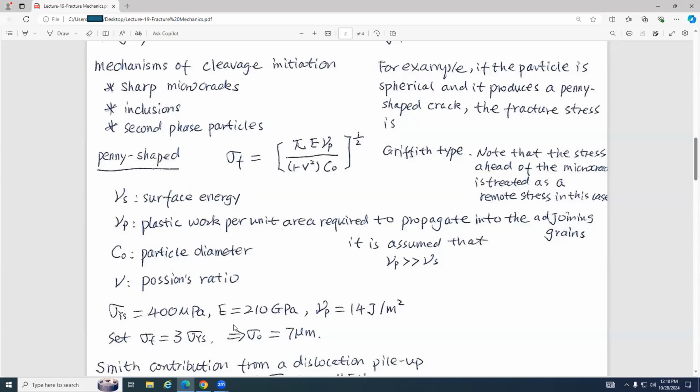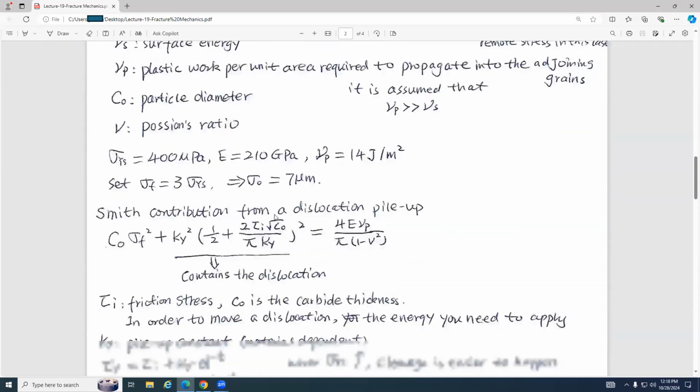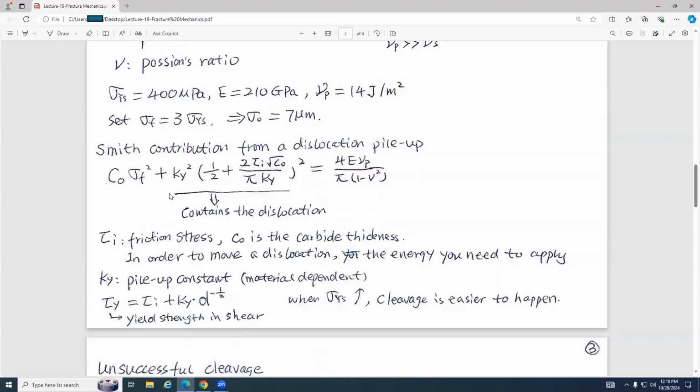7 micrometer. So this is the Griffith type. So this is one model. Another model, and here is Smith. Smith proposed another model, in which he took care of the dislocation pile up.